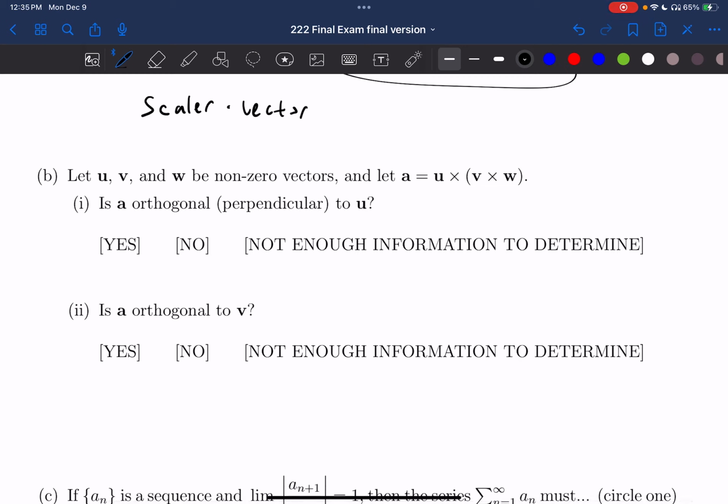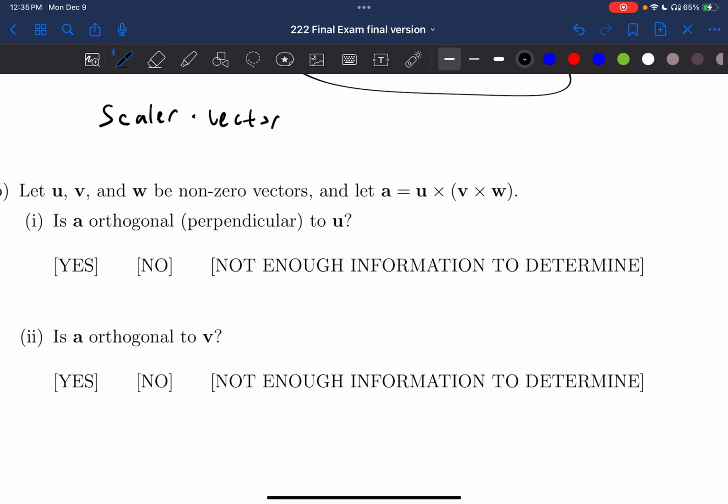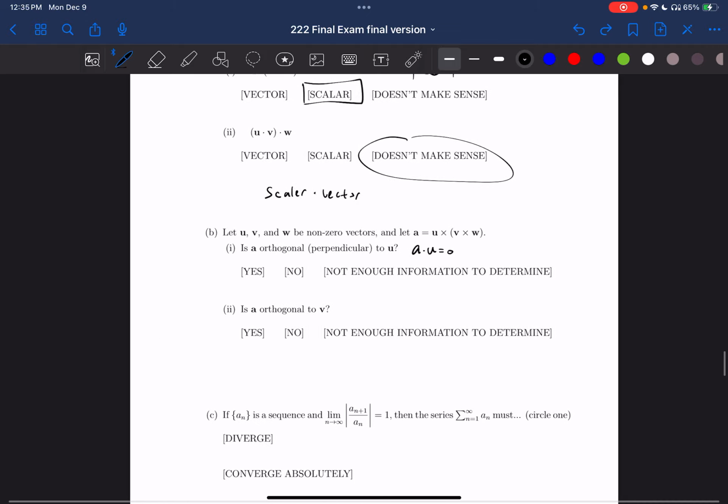Let u, v, and w be non-zero vectors. This is a very interesting question because if you don't know the formulas, if you don't know the identities, you're kind of just cooked, basically. So basically, is A orthogonal, perpendicular, to u? We know that A dot u, if this is equal to 0, then they will be perpendicular or orthogonal. This right here is kind of complicated. This is a vector triple product identity.